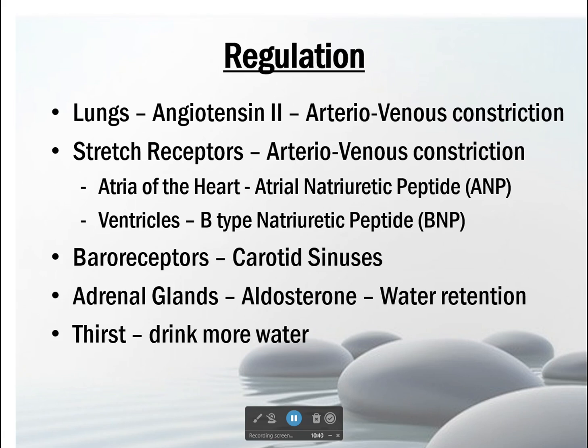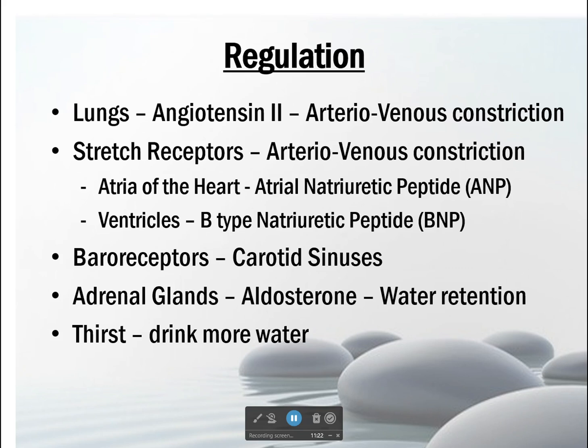Now, there are additional regulatory mechanisms that are occurring concurrent with these three majors. The lungs, as an outflow or a downstream effect of the renin-aldosterone angiotensin pathway, produce angiotensin II, which causes arterial venous constriction. In the case of fluid overload, angiotensin II is not released, and so vessels can dilate to accommodate the extra fluid.